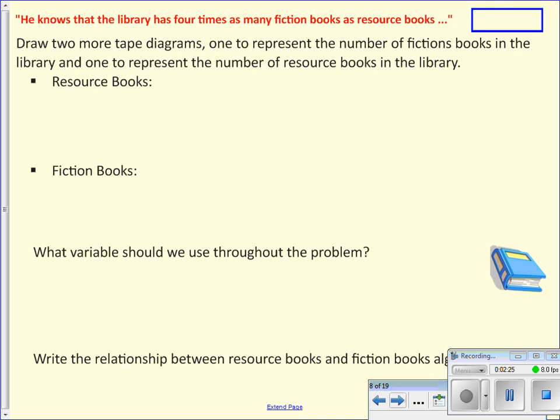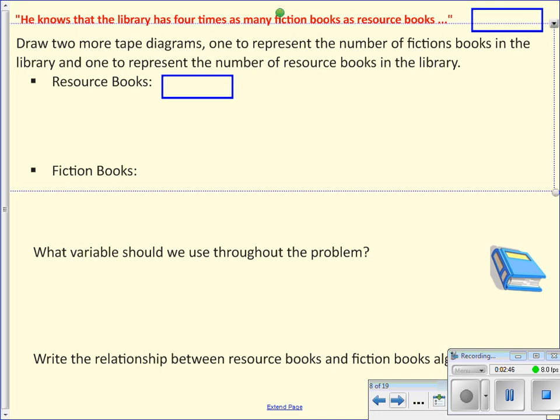All right, so let's draw a tape diagram for resource. Right here in red is a quote from the problem. He knows that the library has 4 times as many fiction as resource. So let's use one box in our tape diagram as resource books. Fiction is 4 times as many.